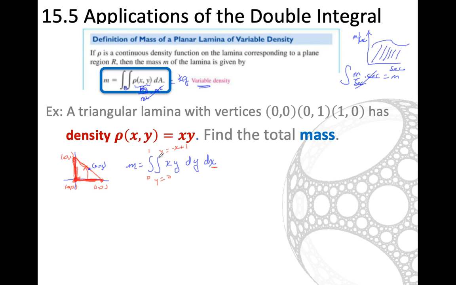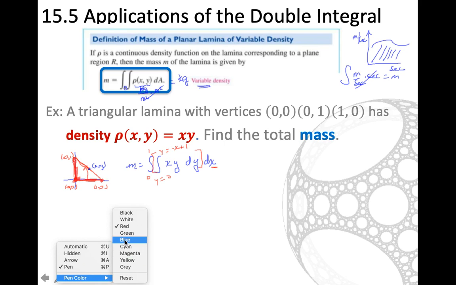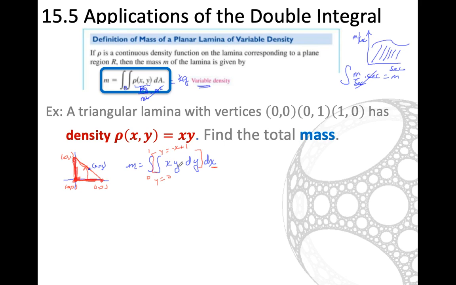To integrate this, we use what we learned from double integrals. I'm integrating with respect to y, so x is just a constant. So it's x y squared over 2, evaluated at y equals 0 and y equals negative x plus 1.